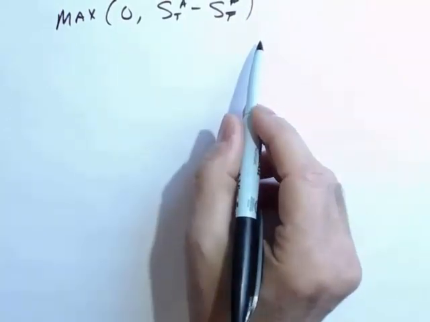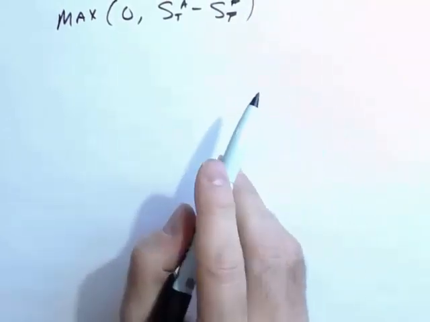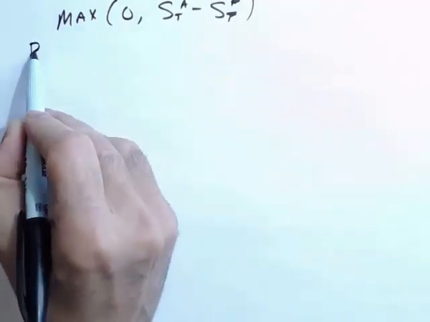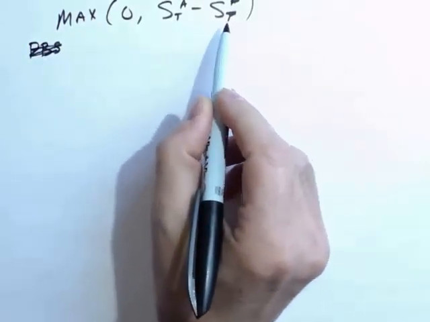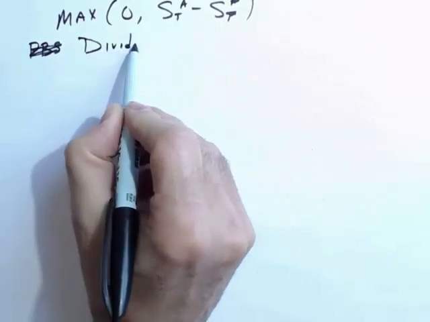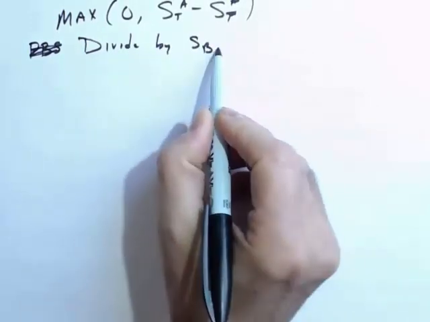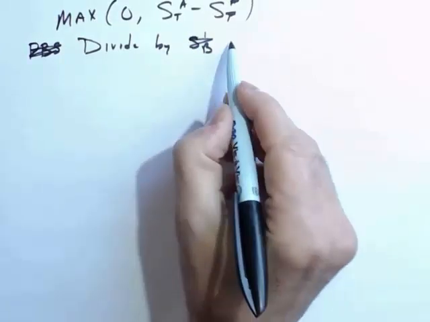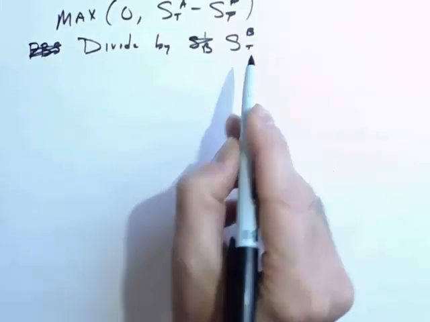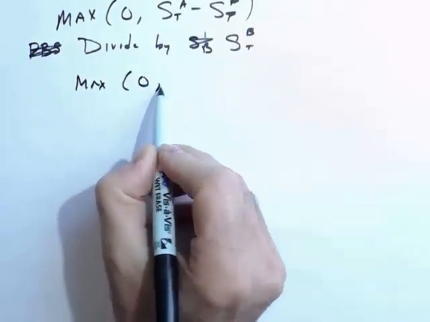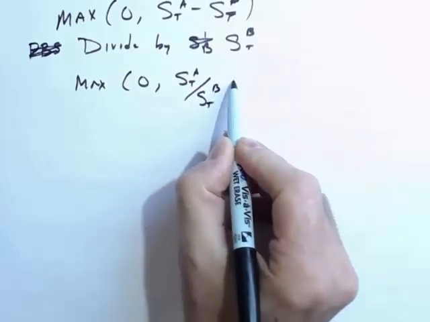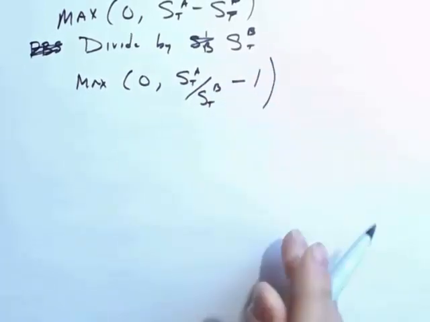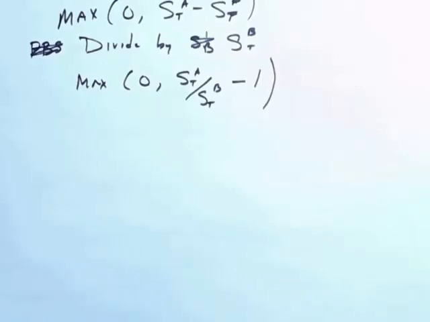Okay, so here's the payoff. This is the payoff at expiration. And what we're going to do is divide both sides by SB. We get the maximum of 0 and STA over STB minus 1.